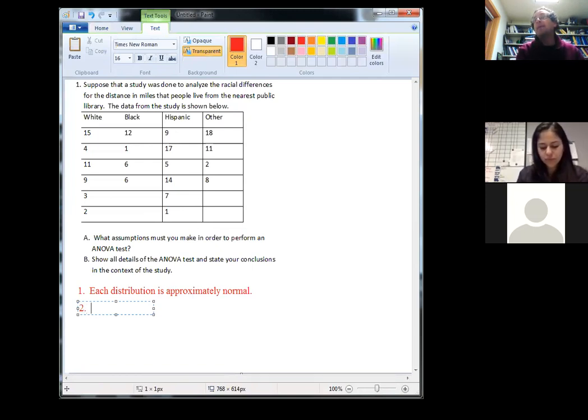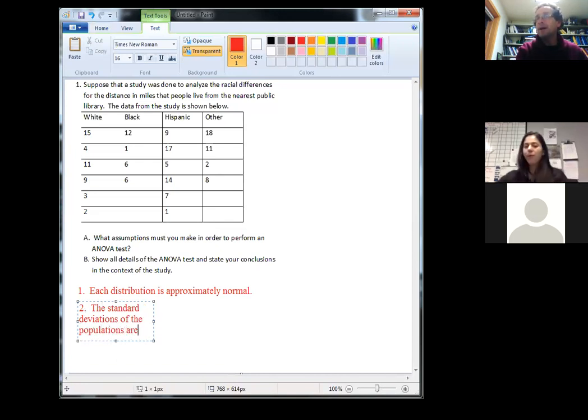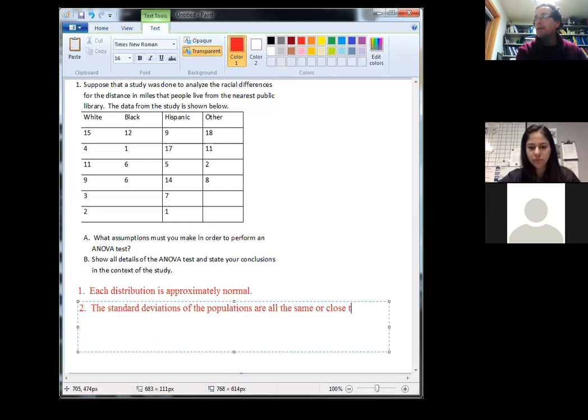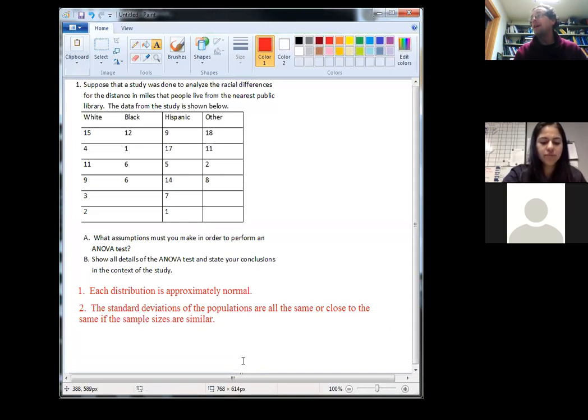Okay, the next one is not going to be obvious, but I'm going to tell you you have to assume it. So the standard deviations of each of the populations are all the same or close to the same. If the sample sizes are similar. Once again, do we know anything about the standard deviations of how far people live from the library for each of these races? Yeah, we don't know anything, right? So this is a very bad assumption too.